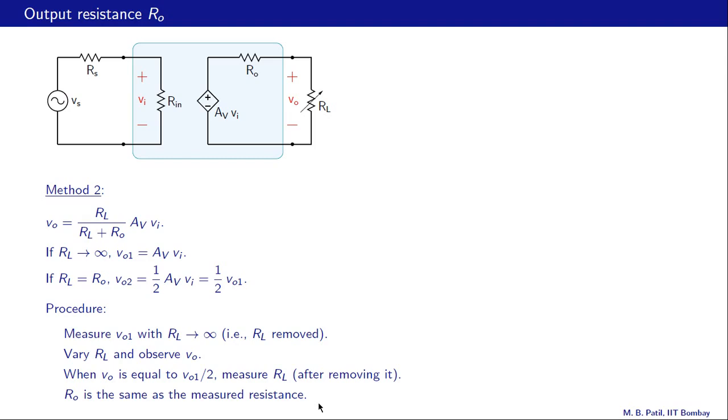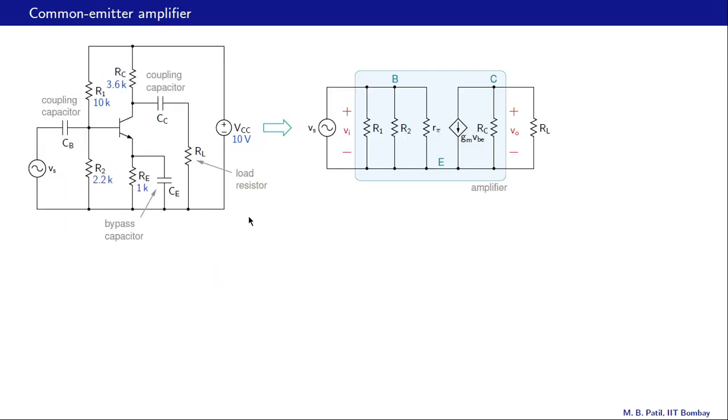Let us now find the voltage gain AV, the input resistance Rin, and output resistance Ro for the common emitter amplifier. First we draw the small signal equivalent circuit or the AC equivalent circuit as we have done before, and now we proceed with AV, Rin and Ro.